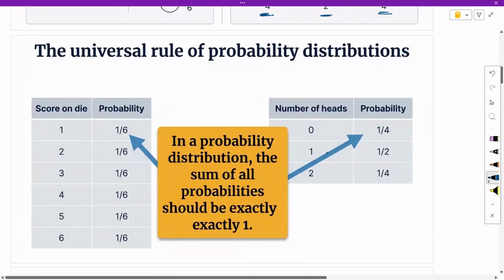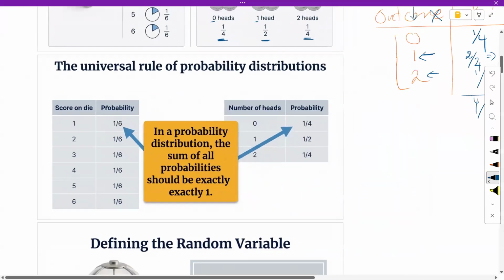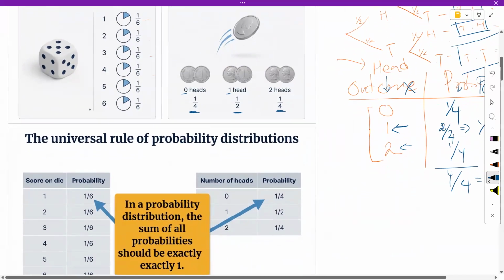Now I introduce a new rule of probability distribution, the universal rule of probability distribution. It should always be true. As in the previous example, we throw a 6-faced die, and in this table we toss 2 coins simultaneously or sequentially.